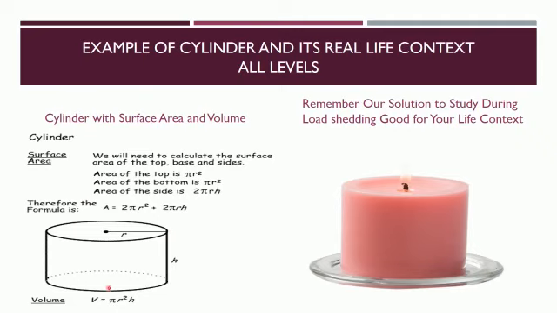And its volume is pi r squared times height. Pi r squared, remember, is the area of a circle. And height, that means the volume is an area multiplied by height. This candle is an example of a cylinder.